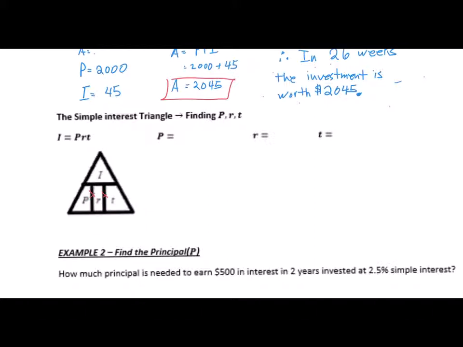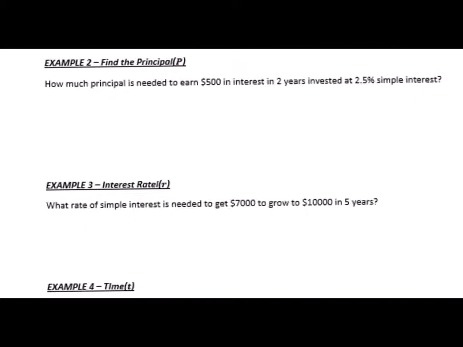So now let's go through some simple problems to find out P, R, and T. This first problem is to calculate the principal. It says how much principal is needed to earn $500 in 2 years invested at 2.5% simple interest. So remember, our basic equation for our principal is P is equal to I divided by, in brackets, R times T.